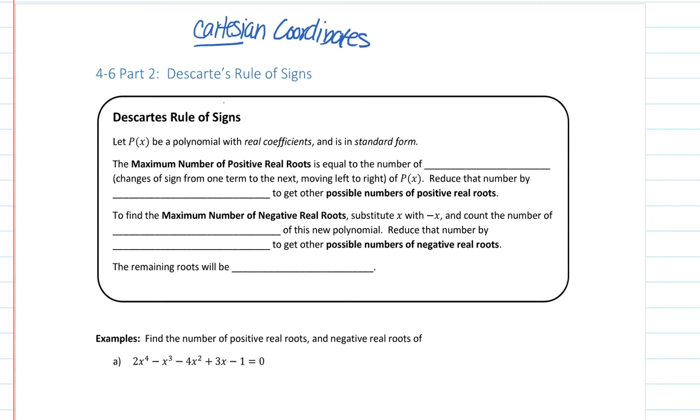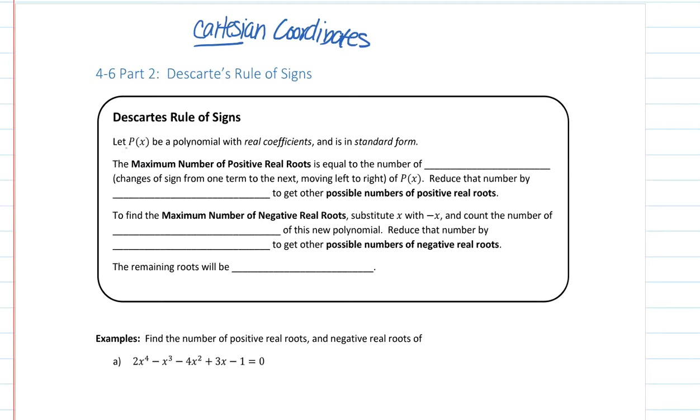Anyways, Descartes' rule of signs is a way of looking at a polynomial and trying to determine how many possible positive real roots there are, how many negative real roots there are, and by process of elimination, how many of them are going to be imaginary. Okay, so let's start with the maximum number of positive real roots.